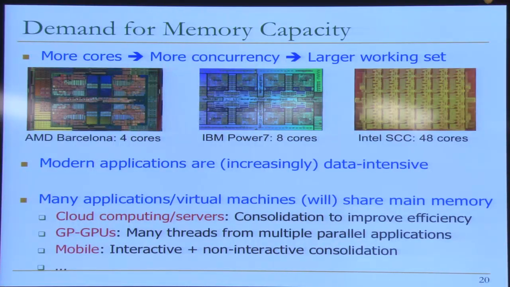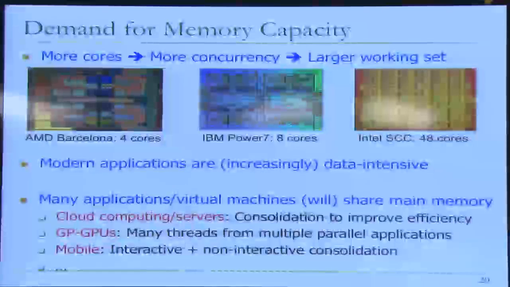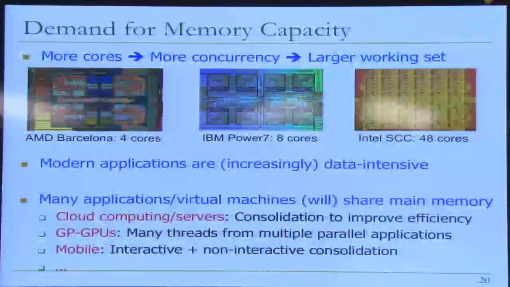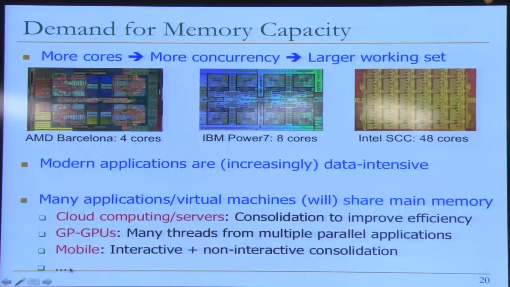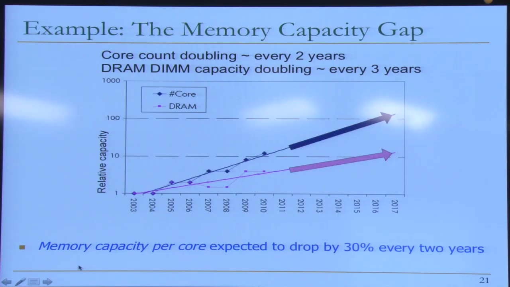In fact, main memory is one of the most important resources in this kind of system because you have a lot of different accelerators sharing the main memory as well. So this is one slide, one example that's showing the memory capacity gap.